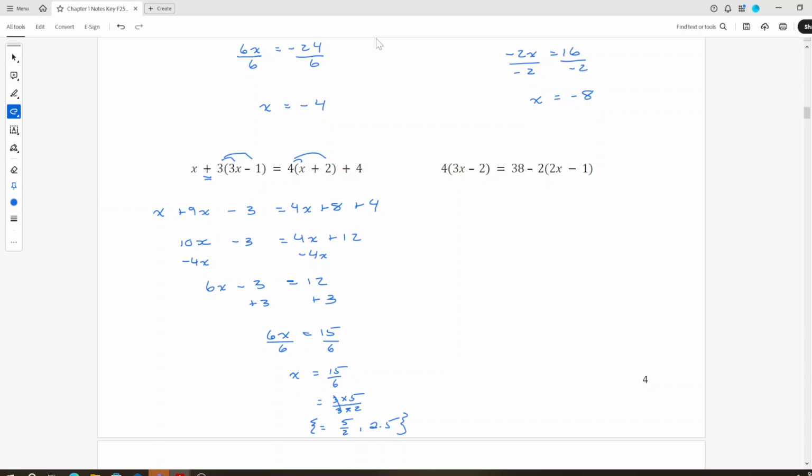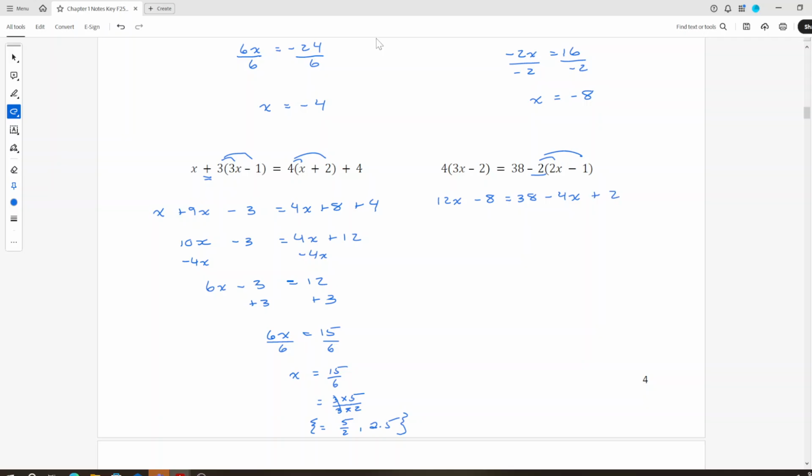All right, last question. Give it a go. So I'm going to distribute. I get 12x minus 8 is equal to 38. Now I'm distributing minus 2 through. Minus 2 times 2x is minus 4x, and then minus 2 times -1 is 2.